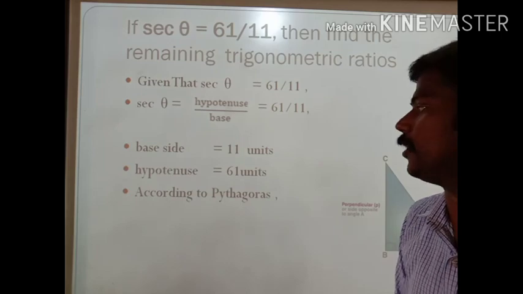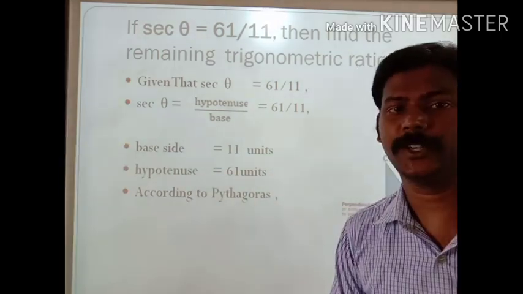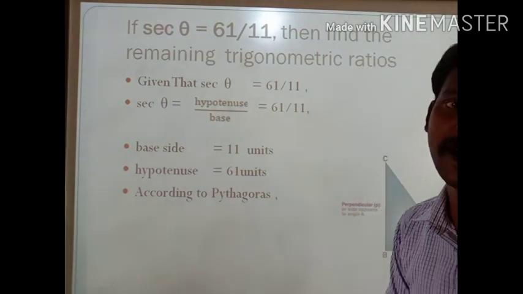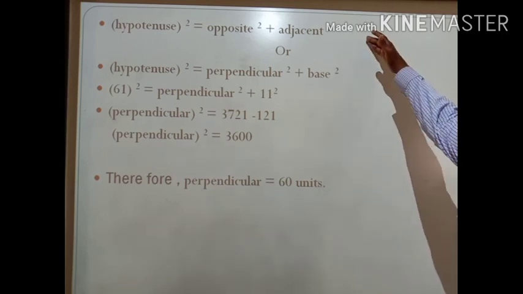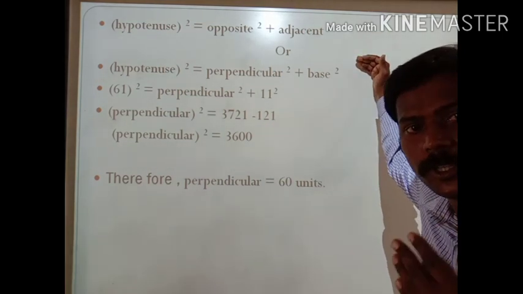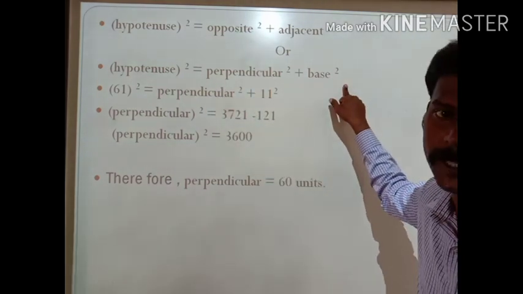Now, separate the values. Base equal to 11 units, hypotenuse equal to 61 units. Which quantity do we not know? The perpendicular or opposite side we don't know. By using the Pythagoras theorem, we will simplify. Remember this formula by heart, because every time you are using this formula. So, hypotenuse square equal to perpendicular square plus base square.